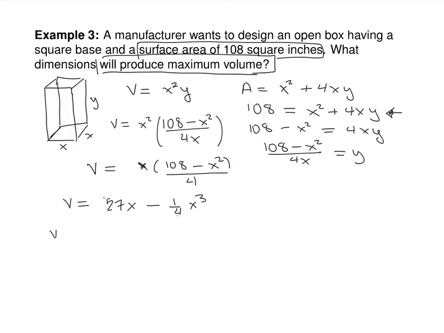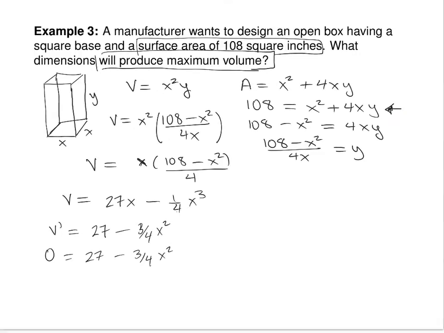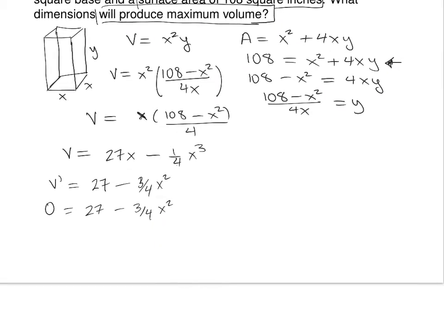Take the derivative, yep. So v prime is equal to 27 minus 3/4 x squared, spectacular. Set it equal to 0. 0 equals 27 minus 3/4 x squared. So 3/4 x squared equals 27, right? x squared is 27 times 4/3.